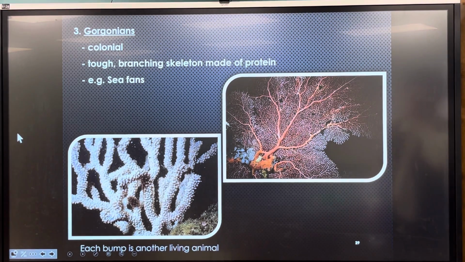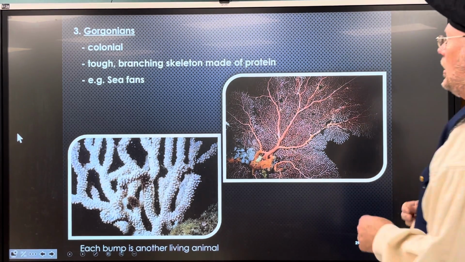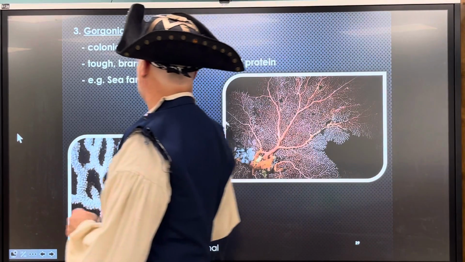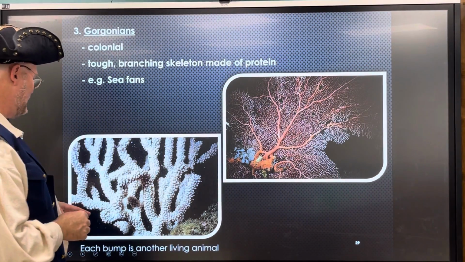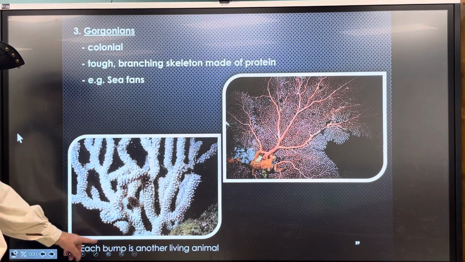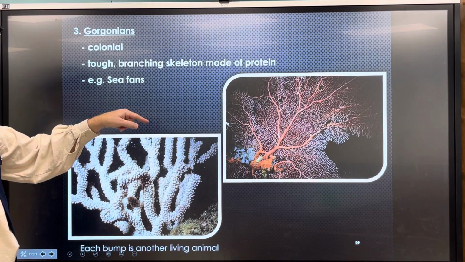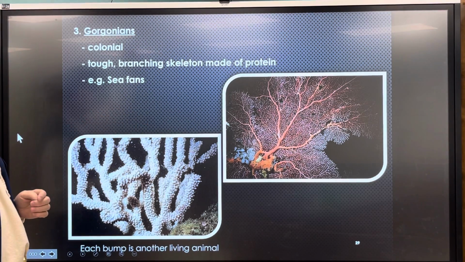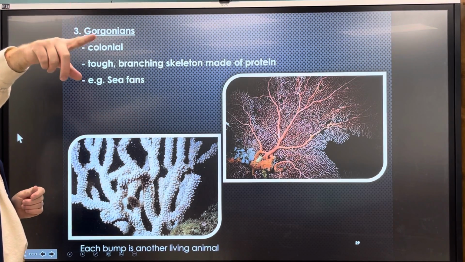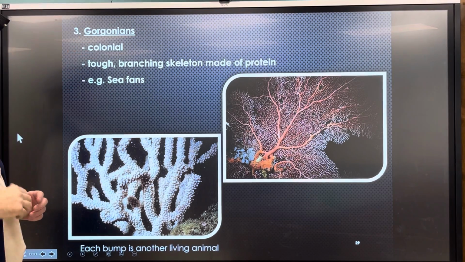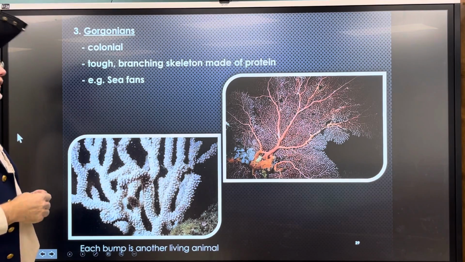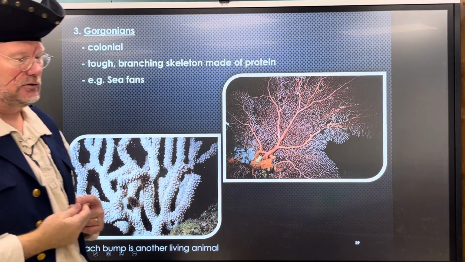Gorgonians are another one. Gorgonians are colonial, with a tough branching skeleton made of protein. Sea fans are an example. So like I said, each bump is another living animal, colonial. And you could see a sea fan right up there. That's a real one, dried out, of course, in the corner of the classroom over there. That's a gorgonian.